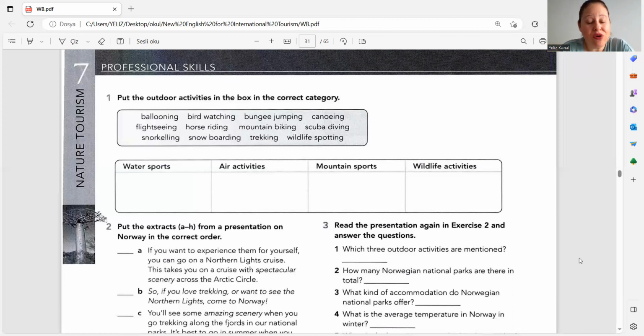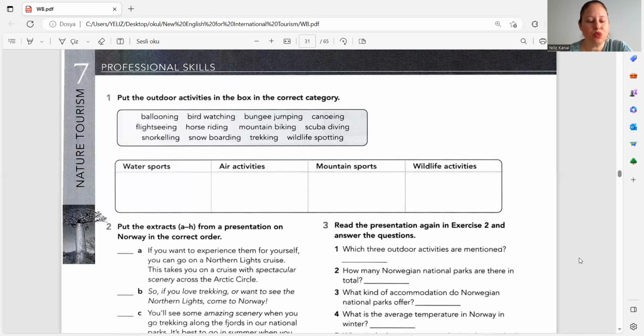All right, for air activities, what do we have? Air activities. Ballooning, right? The first one is ballooning. The second air activity is bungee jumping, right? Bungee jumping. And the third one is flight seeing. Yes, ballooning, bungee jumping, and flight seeing are air activities.